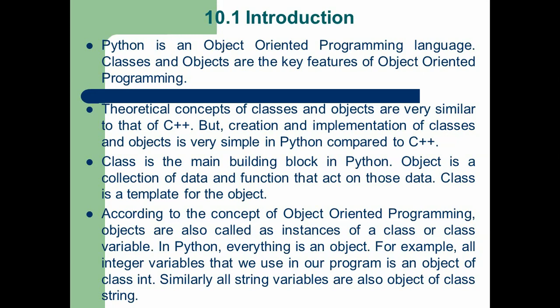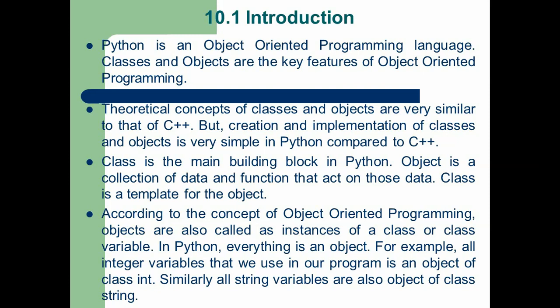Last class we discussed in detail about object-oriented programming in the C++ language. Python also comes under the same category. So in Python also we can create a class, we can create an object, we can use polymorphism and inheritance techniques. Now we are going to see how we can create classes and objects in Python in this lesson.